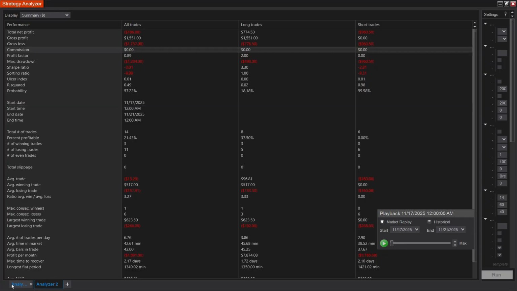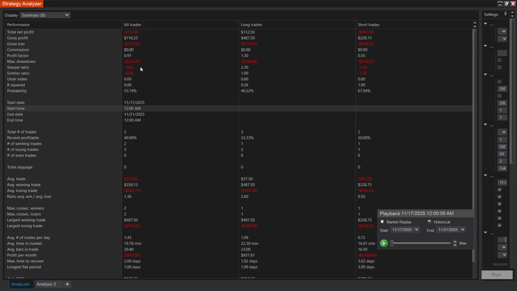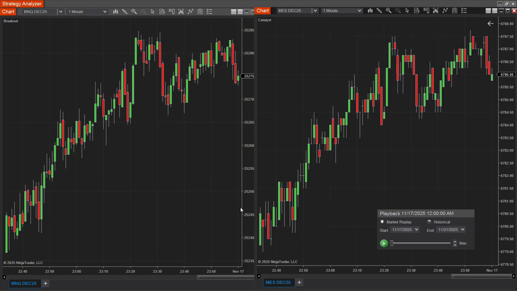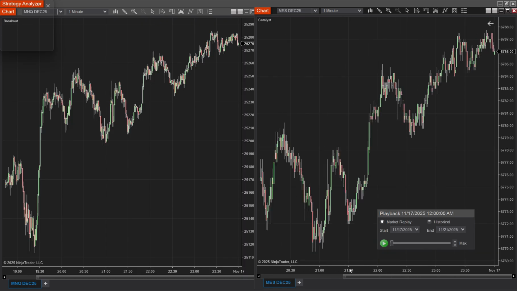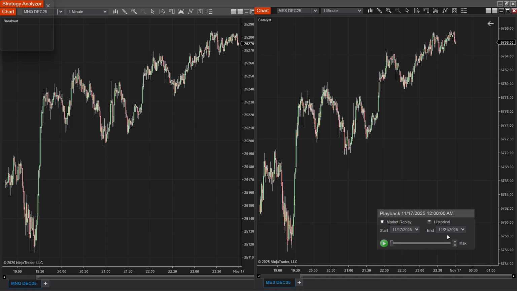This catalyst breakout, you can see everything that you need to know: win rates, profit factor, obviously net profit, max drawdown. And we will be running this in market replay. This is breakout on the MNQ 1 minute. This is a catalyst on the MES 1 minute, and we're going to replay the full same week, and we'll compare the performance as they go. We'll start that on max replay, since that would take too long to actually play out on 1x or even 5x, and we'll compare when it's done.